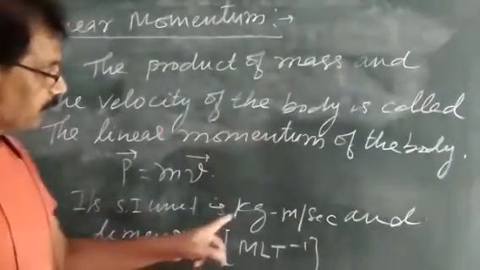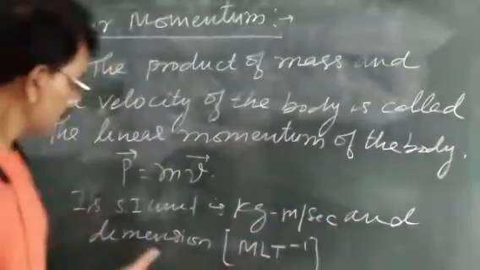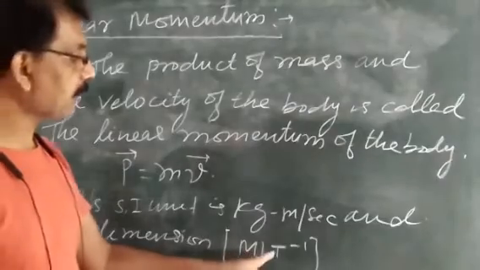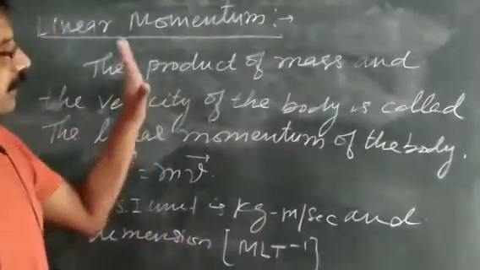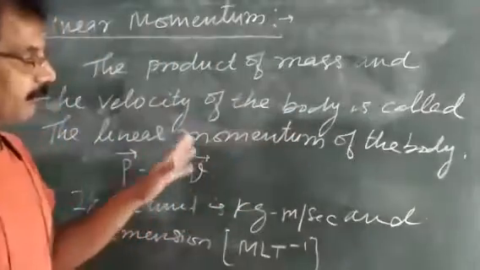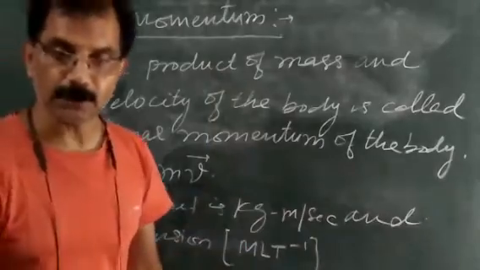The SI unit of linear momentum is kilogram meter per second, and its dimension is M L T to the power minus 1. So in this way you can say the definition of linear momentum, unit of linear momentum, and dimension of the linear momentum.